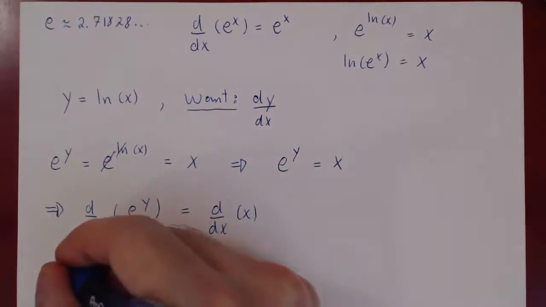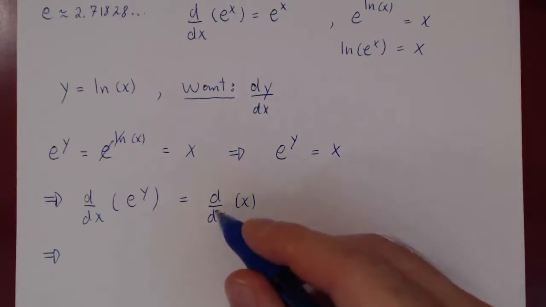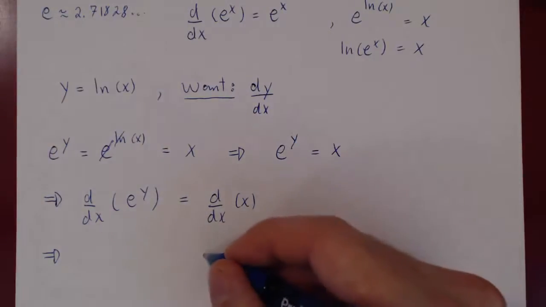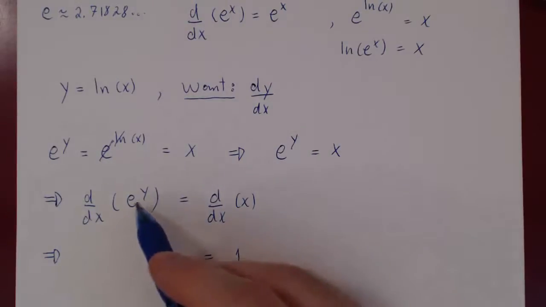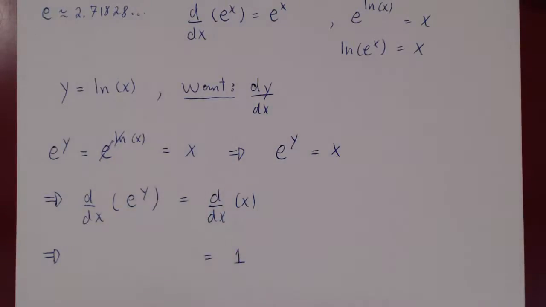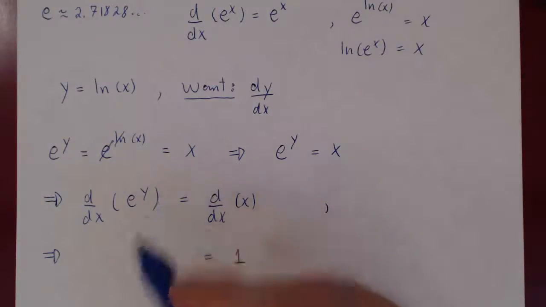So what do we get now? Well, let's start with the easy differentiation. The derivative of x with respect to x, that's just equal to 1. And now let's be careful here about our e to the y. When we ask, what is the outside function? Because we have a composition. We take the exponential of y.